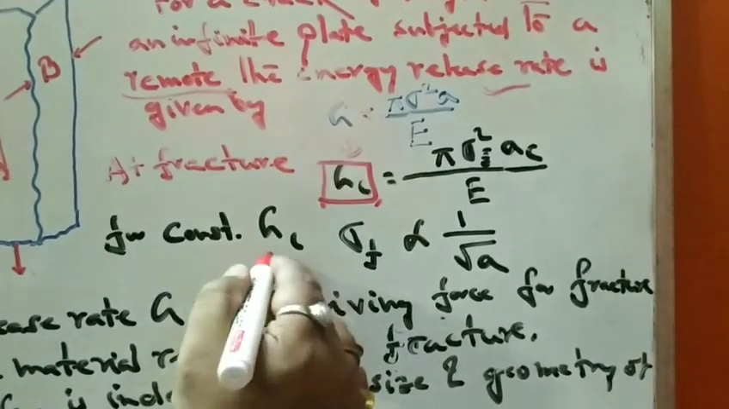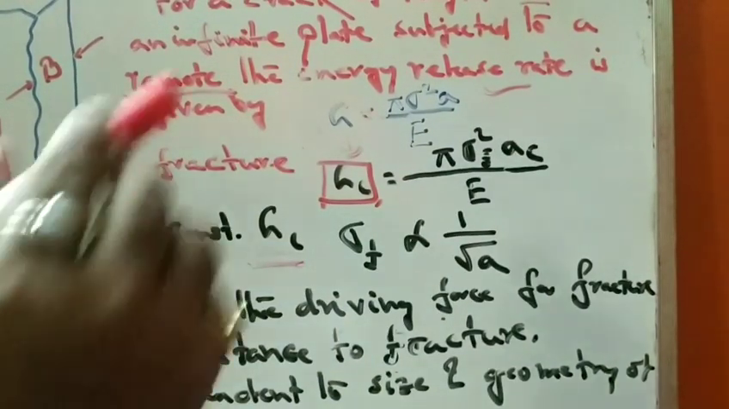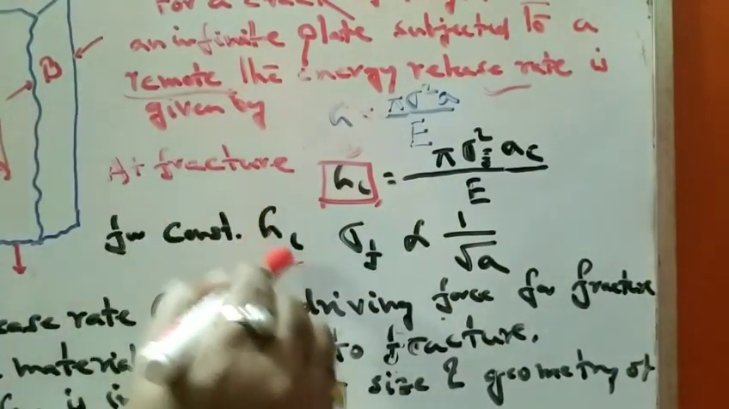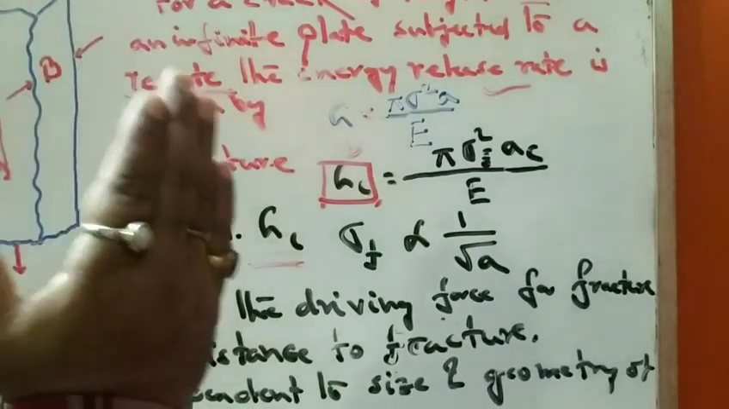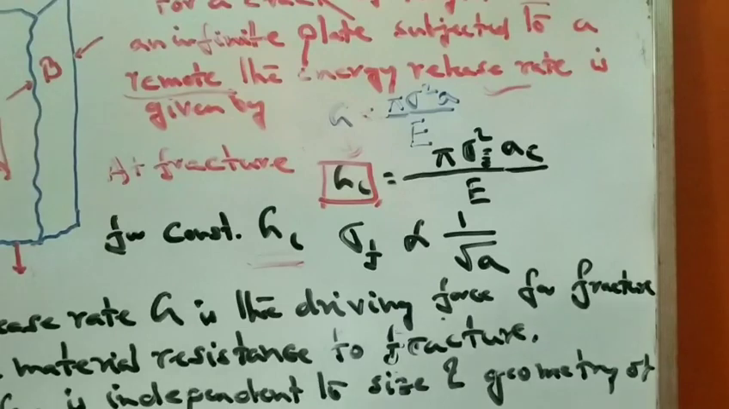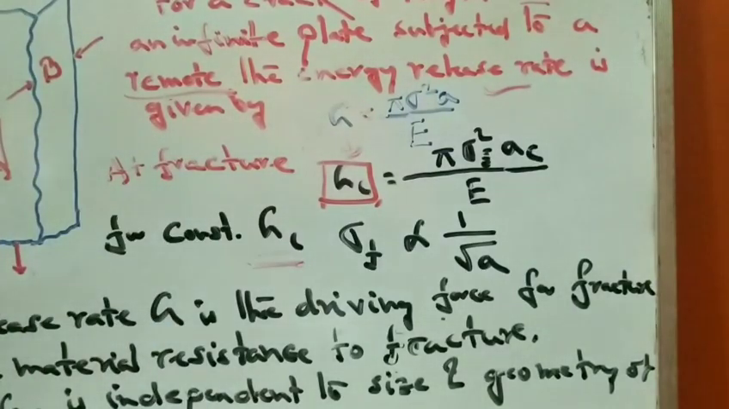Now Gc is a property, because when the value of G becomes equal to Gc, fracture will take place. Gc is the property of the material. It is fixed for a material. When the value of G becomes equal to Gc, then fracture occurs. So that is the property of the material.